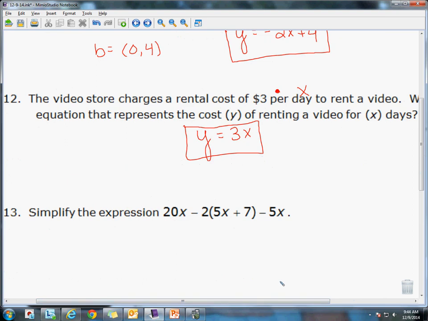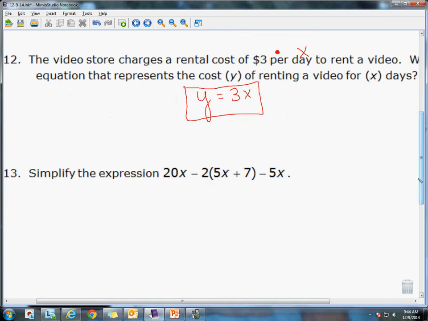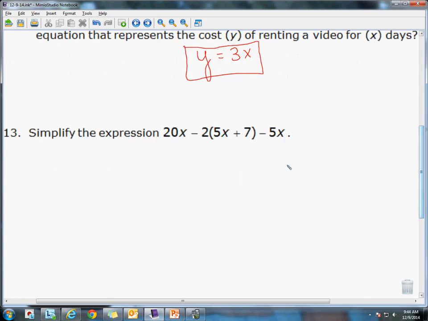Okay, number 13, we're simplifying the expression 20x minus 2 times 5x plus 7 minus 5x. You have one set of parentheses, so you're going to distribute one time. You're going to distribute the negative 2 to the 5x and to the 7. Don't forget the negative. Negative 2 times 5x is negative 10x. Negative 2 times 7 is negative 14. And then we're just going to bring down everything else.